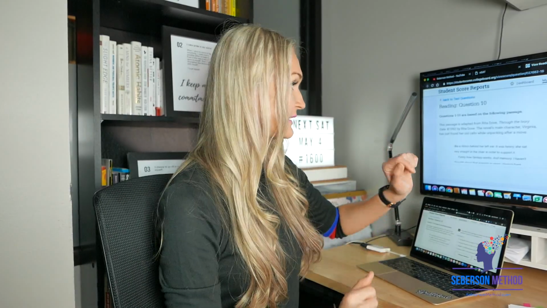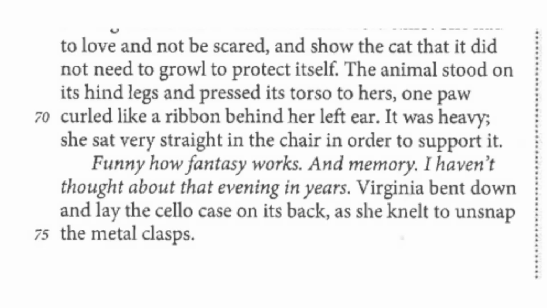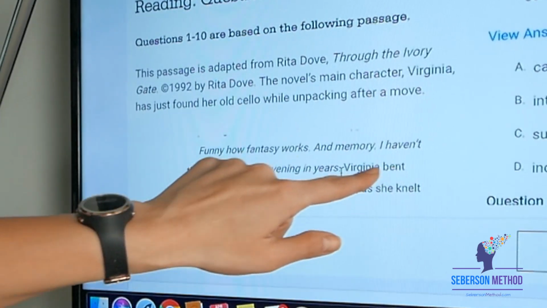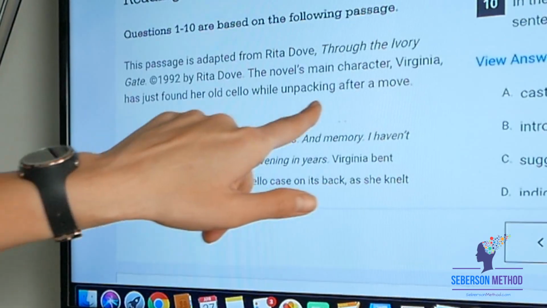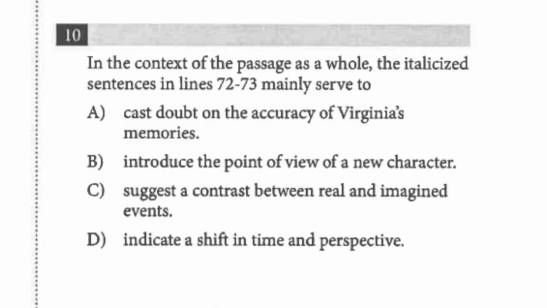So after I read this, "funny how memory works, and memory, funny how fantasy works and memory. I haven't thought about that evening in years." So this is the quote, and the question is asking you, what does it serve to do? So basically it's a function question. And here are my 4 answer choices. A: Cast doubt on the accuracy of Virginia's memories.